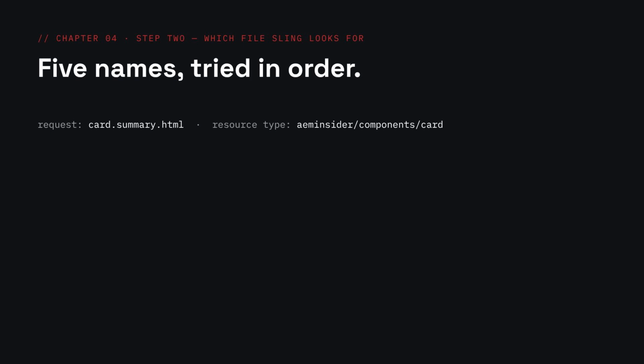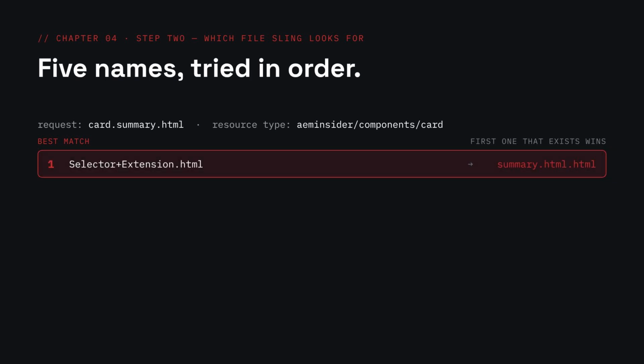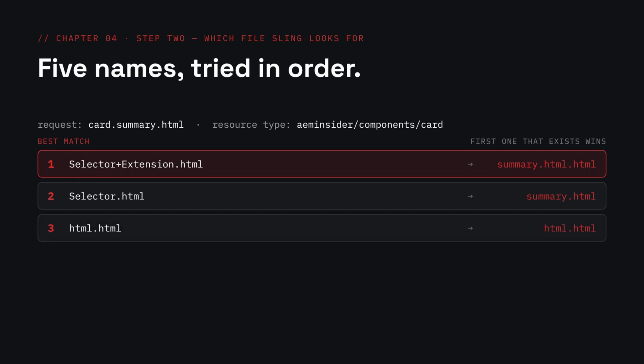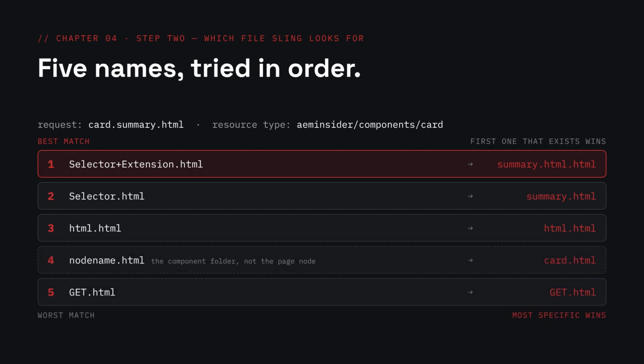Now, which file in that folder? Sling has a list of names it tries in order and takes the first one that exists, 5 of them. Selector plus extension: summary.html.html, best match. Selector: summary.html. Extension: html.html. Node name: card.html. Method: GET.html, worst match.